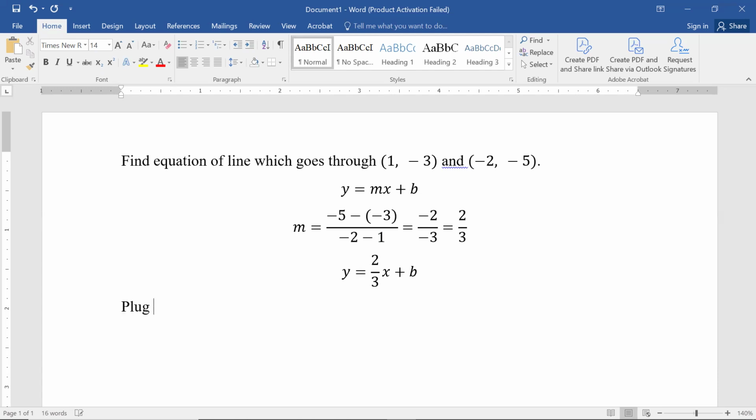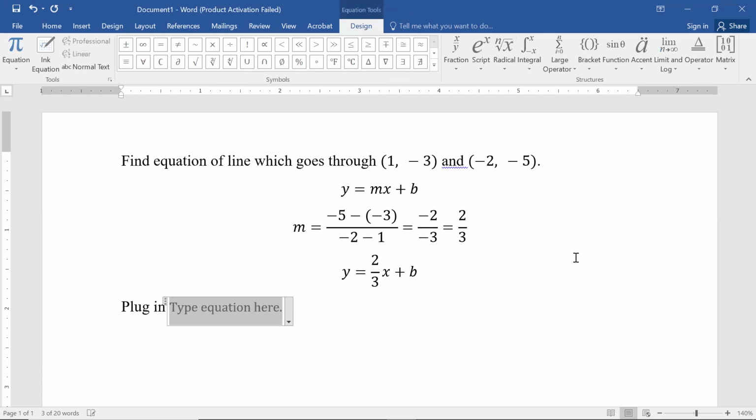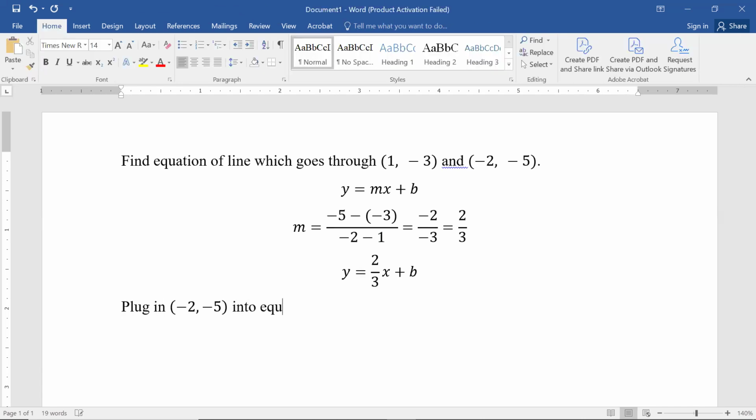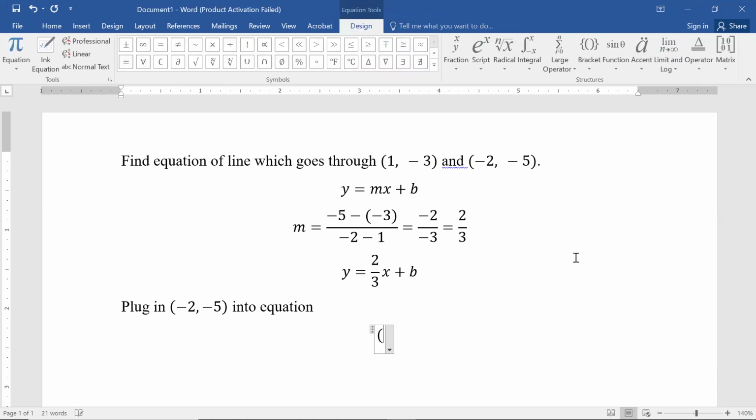In order to find the b, I plug in one of the points. I'll plug in -2, -5 into the equation, and then we'll solve and find b. So -5 is equal to 2/3 times -2 plus b.